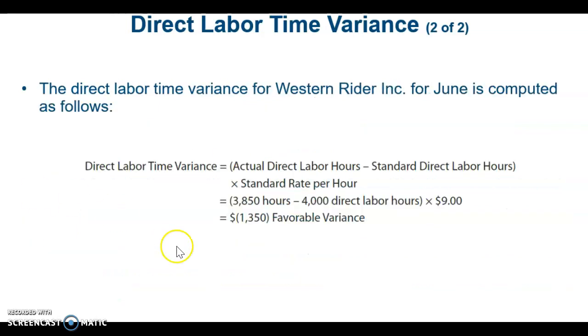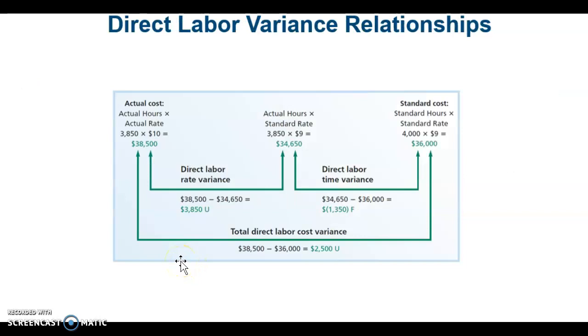Just like direct materials, we can look at the total 2,500, and then we want to break that down and find out how much of the variance was caused by a rate variance versus a time variance. So if we have 3850 unfavorable, but 1350 favorable, we can see that our unfavorable is higher than our favorable. So our net became unfavorable because that was our higher number.